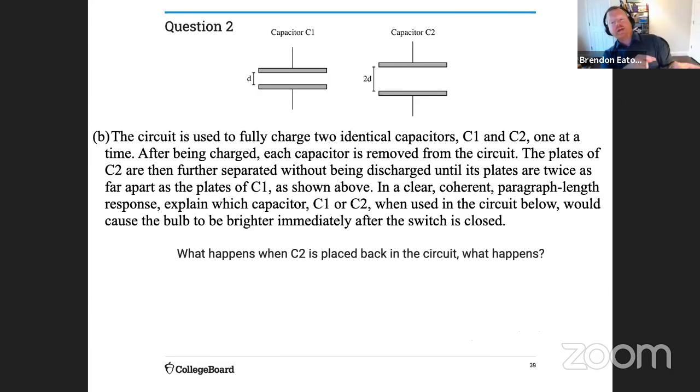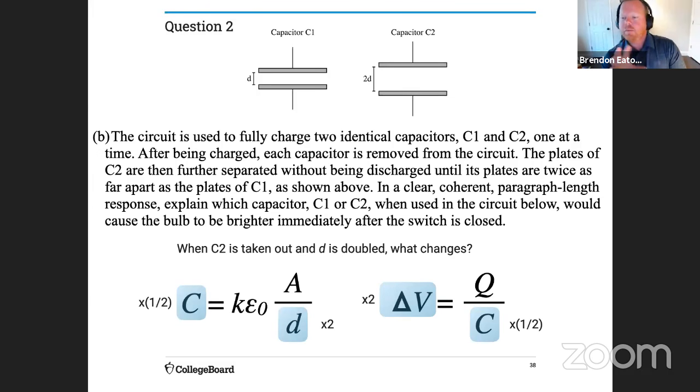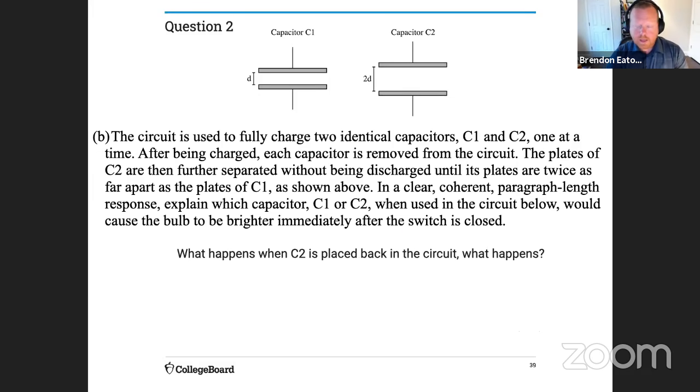So knowing that capacitance is 1/2, oh, can you go back one? There we go. Look at your right-hand equation. Since capacitance is 1/2 as much, and we already identified that Q is the same on both of the capacitors, that means that the potential difference on capacitor C2 is multiplied by 2 as well. All right, now when you put it back in the circuit, what's going to happen? So in order to determine what's going to happen, we know that the capacitance is 1/2 as much as it was before, and the potential difference is also double what it was before.